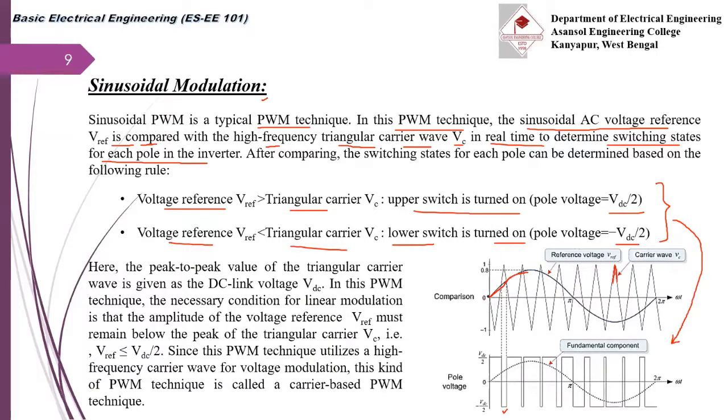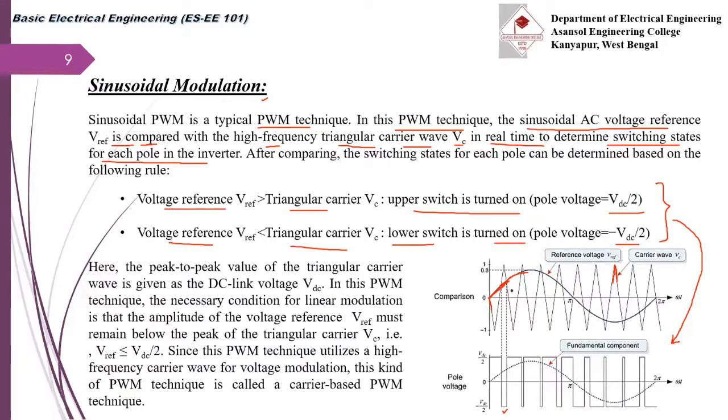As you can see, this is your reference voltage, and at this point the reference voltage is less than the triangular waveform, so the lower switch will be turned on. Here you can see the reference voltage is less than the triangular waveform. That's why minus VDC by 2. But here you can see that it is a positive value. That means the reference voltage is greater than the triangular waveform.